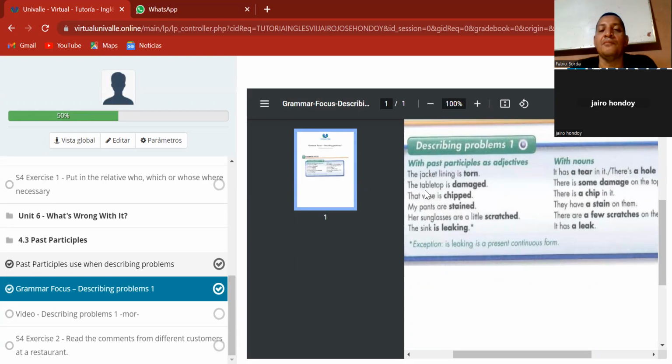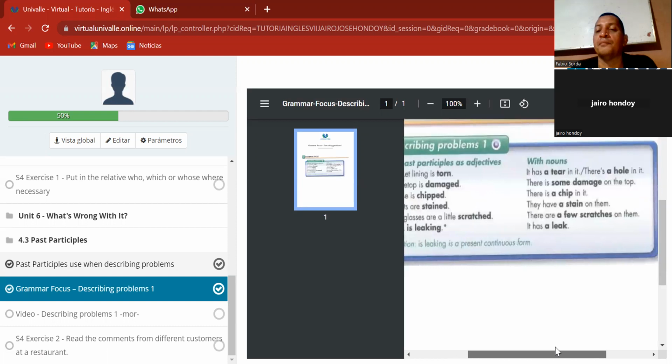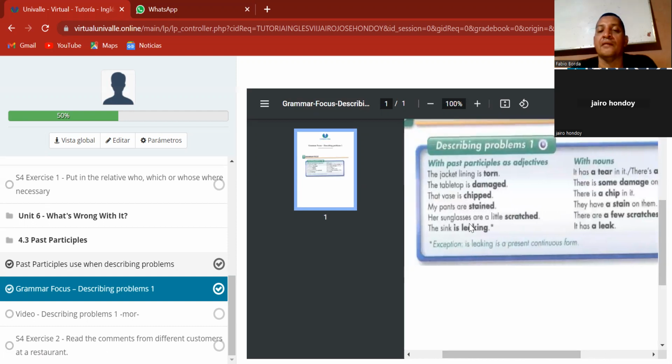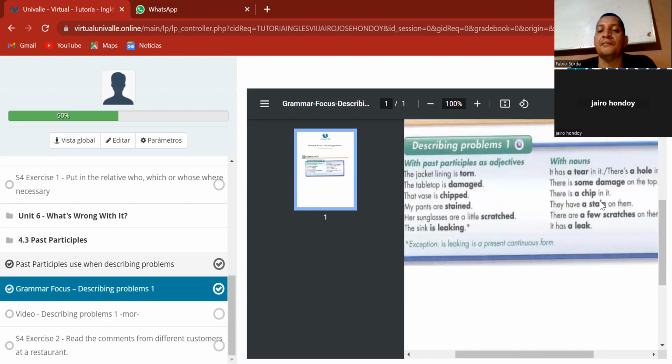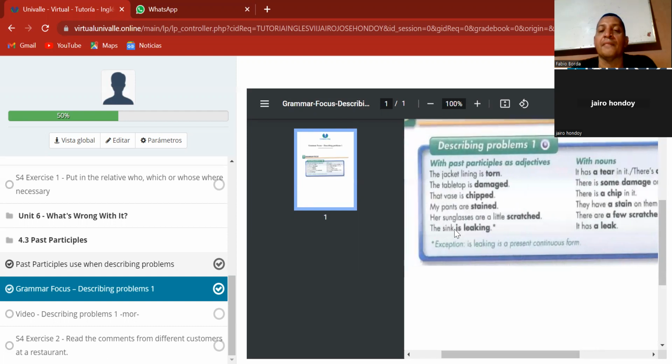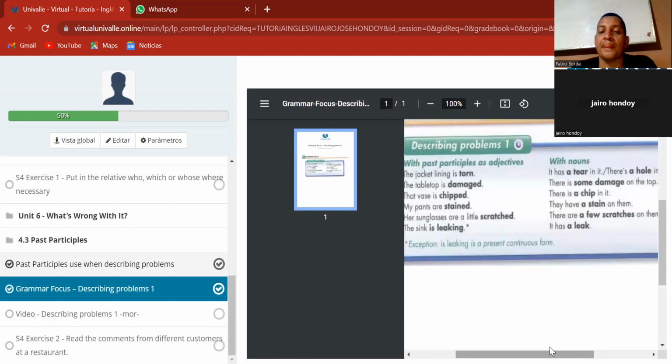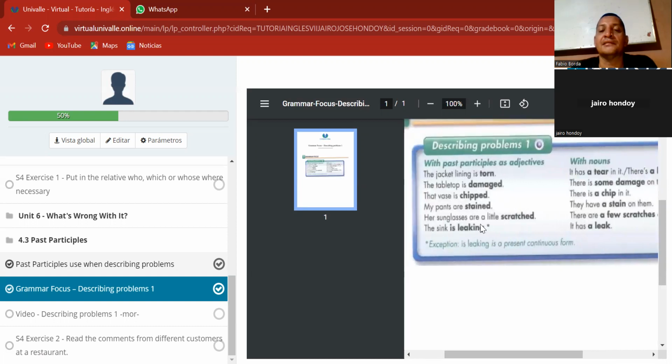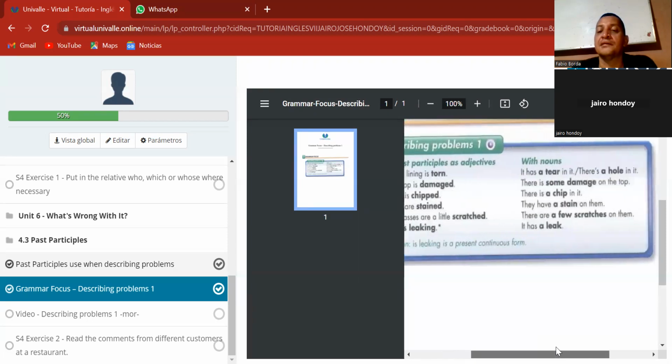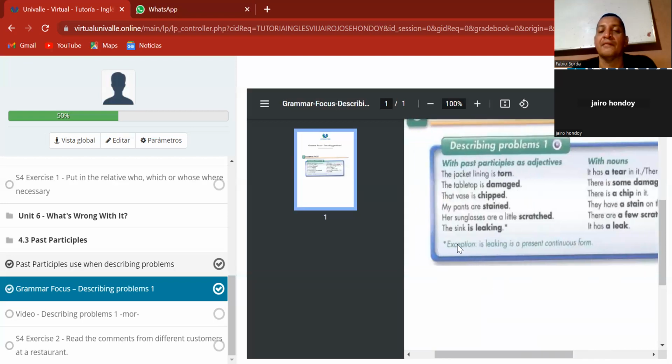The tabletop is damaged. On the right, there is some damage on the top. The base is chipped, and there is a chip in it. My pants are stained. They have a stain on them. The next one: her sunglasses are a little scratched. There are a few scratches on them. And the last one: the thing is leaking. It has a leak.